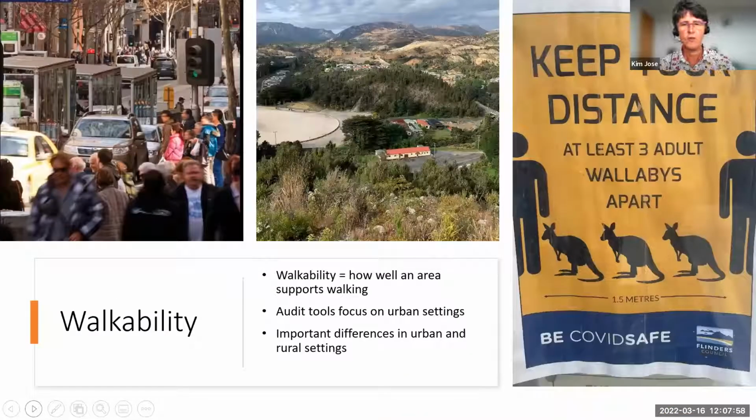So just so that we're all on the same page about what we mean when we're talking about walkability, essentially we're talking about how well an area supports walking. And most of the audit tools or ways in which we measure walkability have been developed for use in urban settings. But obviously there's very important differences between urban and rural settings, and our study was trying to understand that a little bit more through using a number of different tools and citizen science to collect the data.